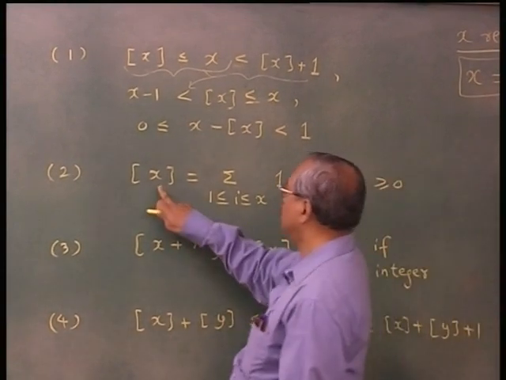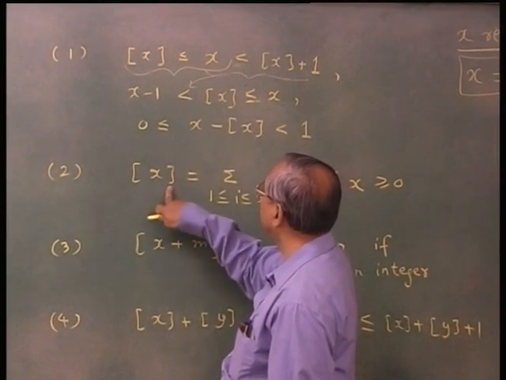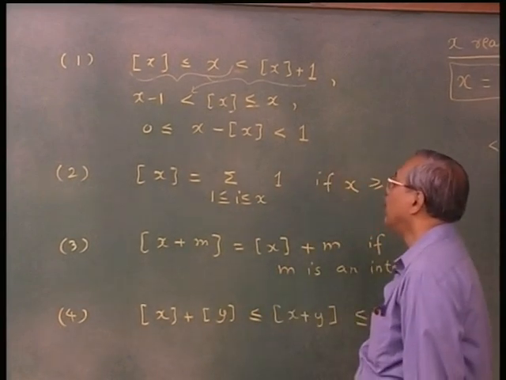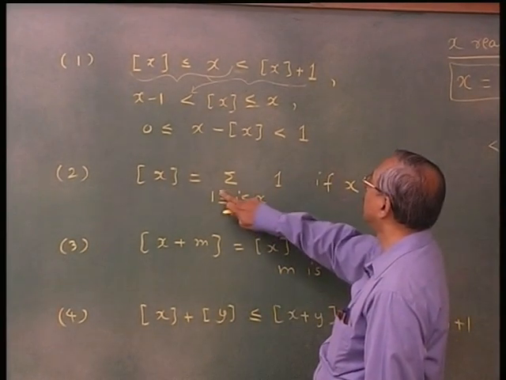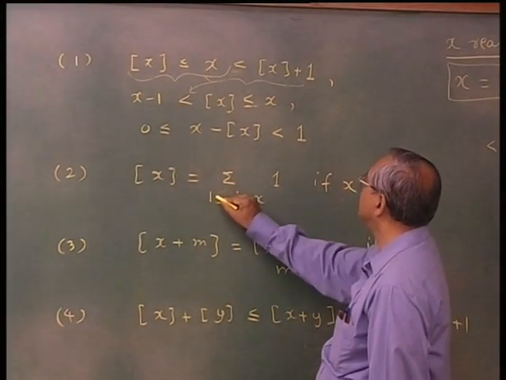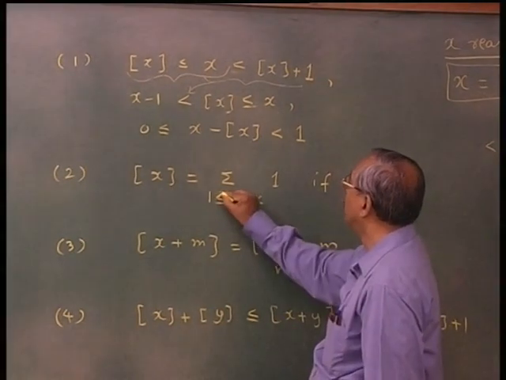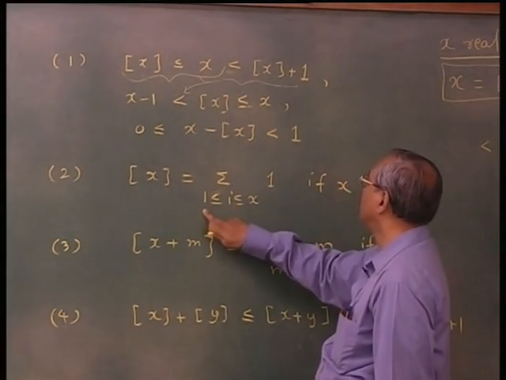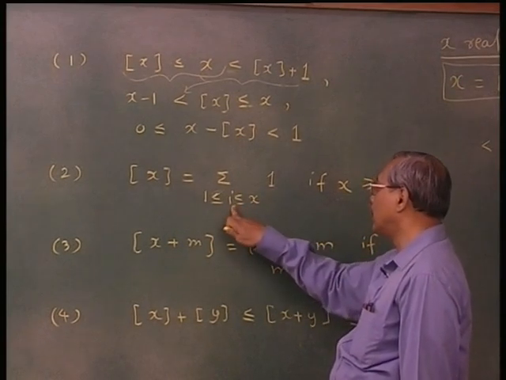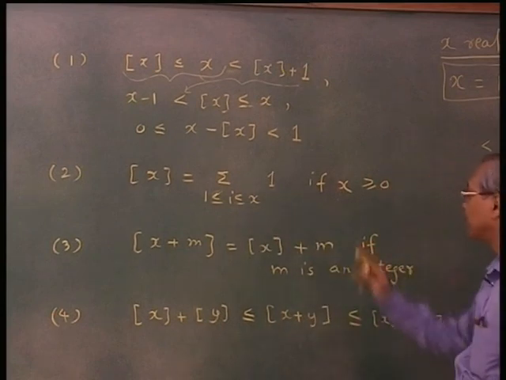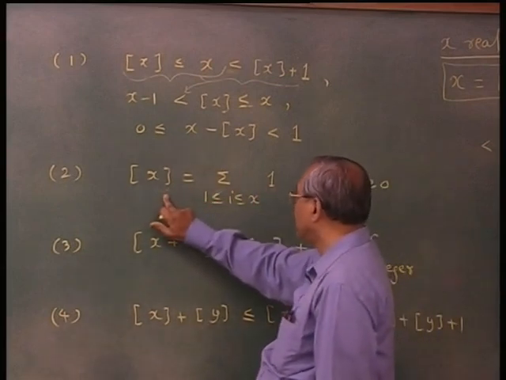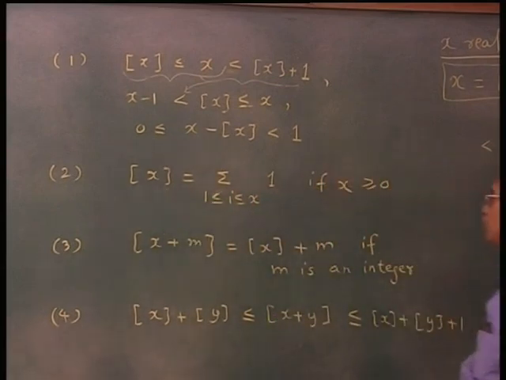Now this is another way of looking at the integral part of x. It is the greatest integer less than or equal to x. So you can write it in a different manner, as a summation of 1 over i less than or equal to x, where i is an integer varying from 1 to x. So all integers up to x are taken care of. That many times you add 1 and that is the integral part of x, if x is bigger than or equal to 0.